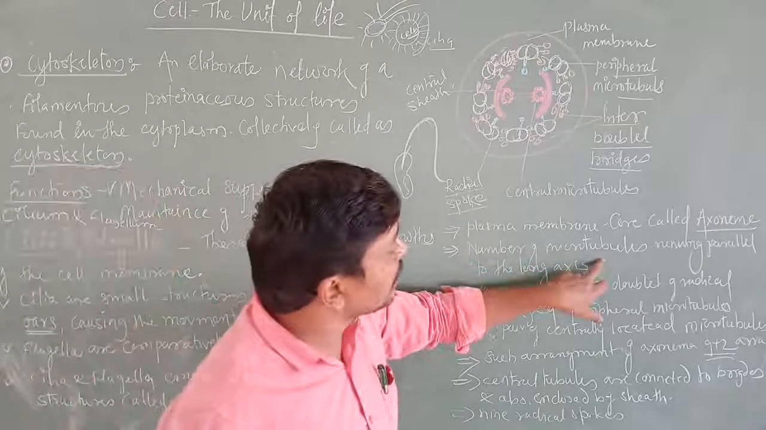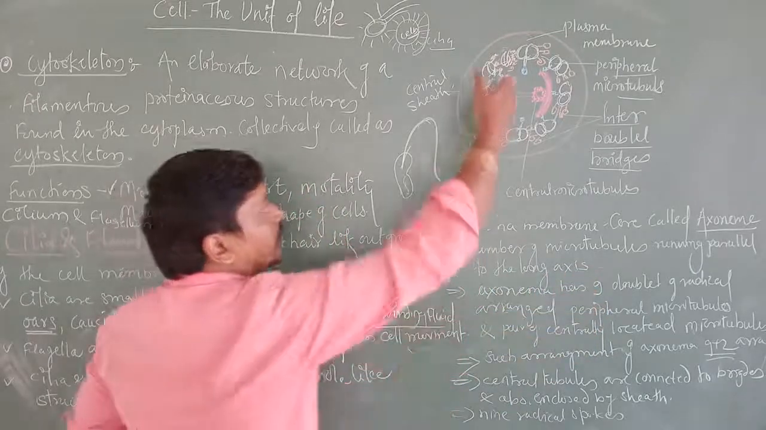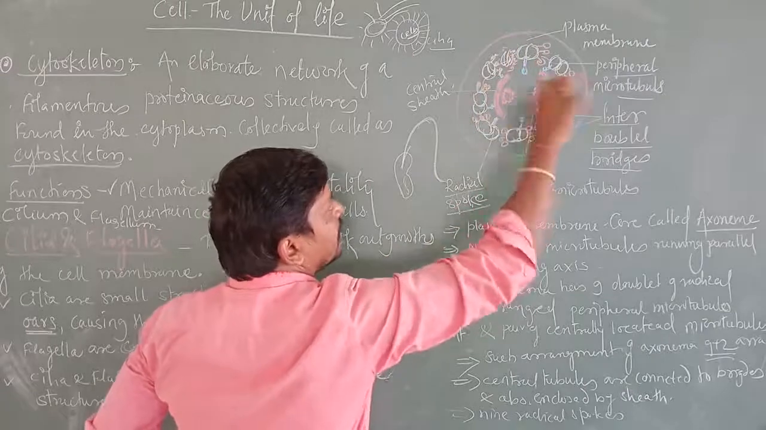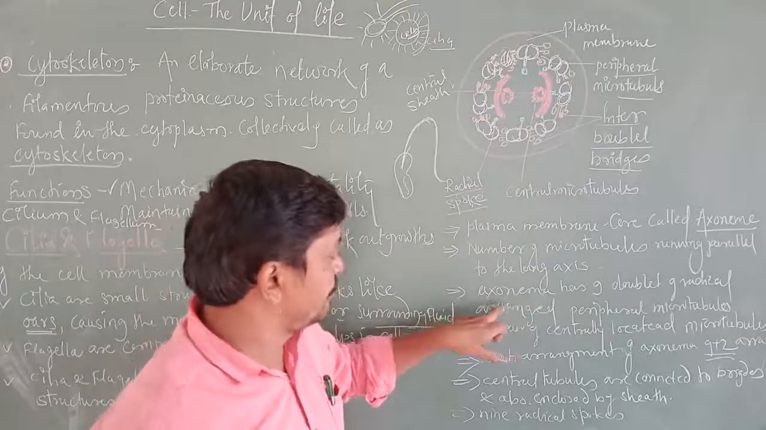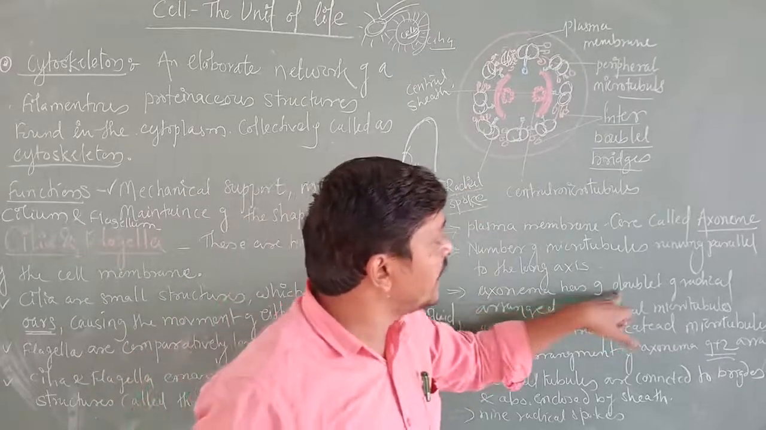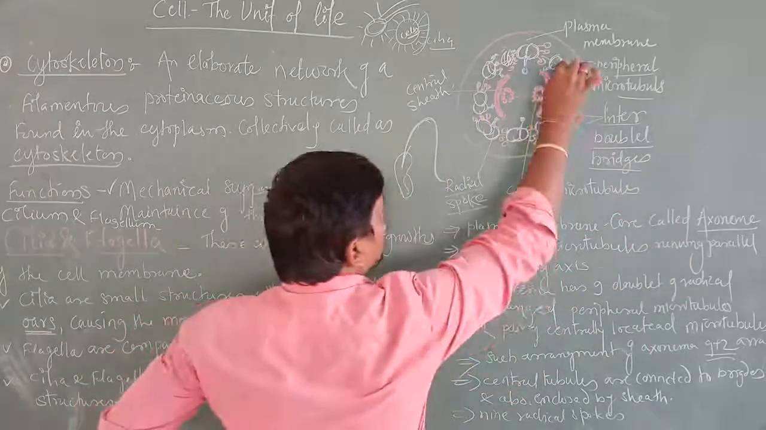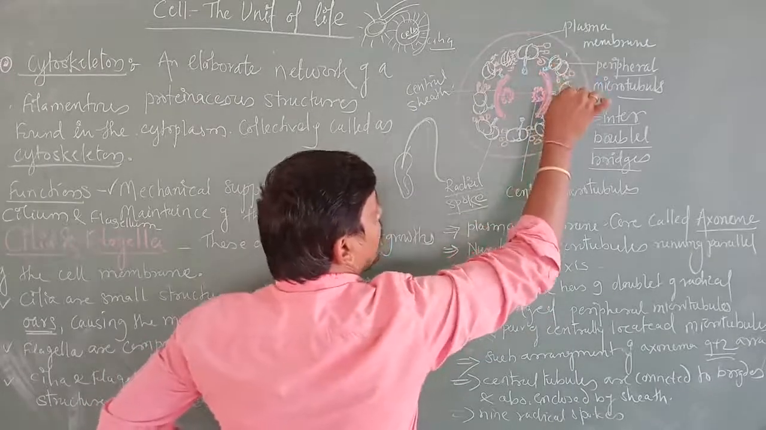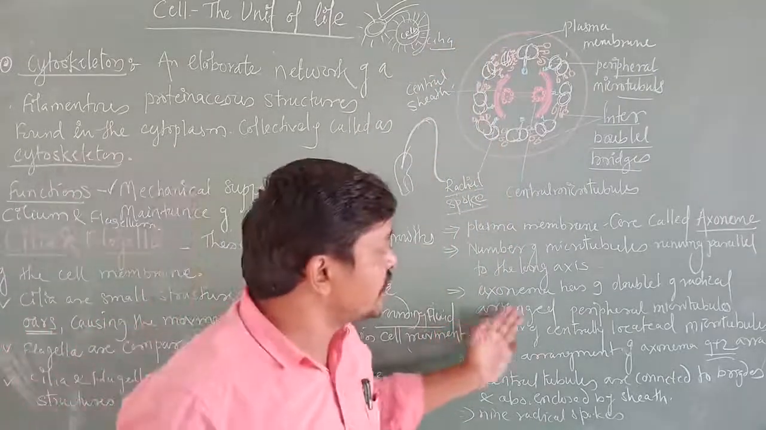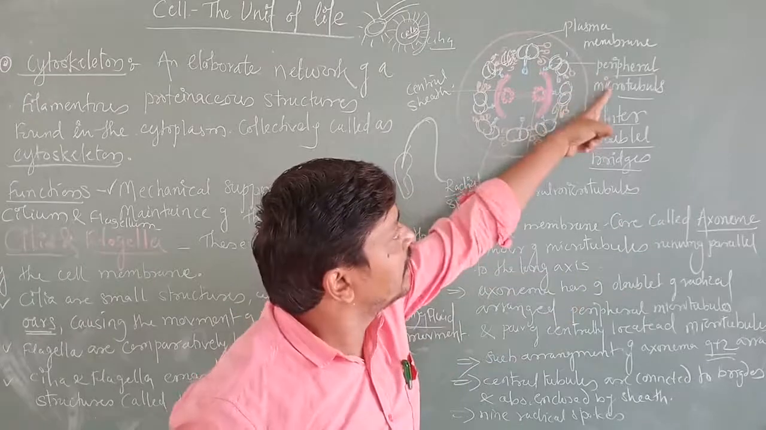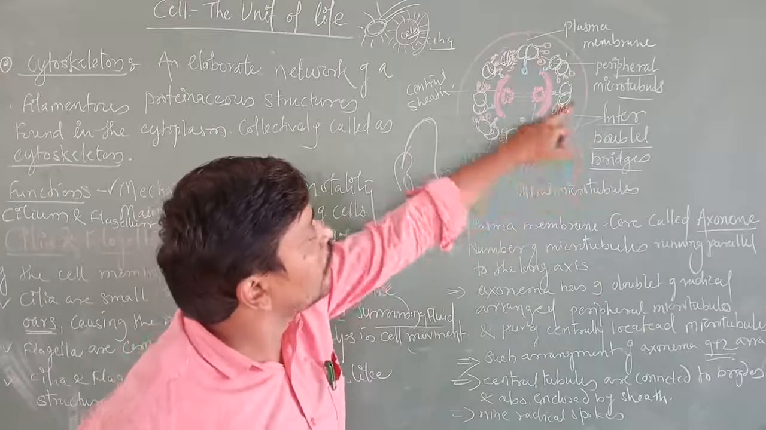Now, a number of microtubules are running parallel along the axis. And here the axoneme has 9 doublets. How many are there? 9. 1, 2, I am going to start from here, 1, 2, 3, 4, 5, 6, 7, 8 and 9. Understood? Arranged peripherally, you are going to get the peripheral microtubules, and you are going to get a pair of central microtubules.